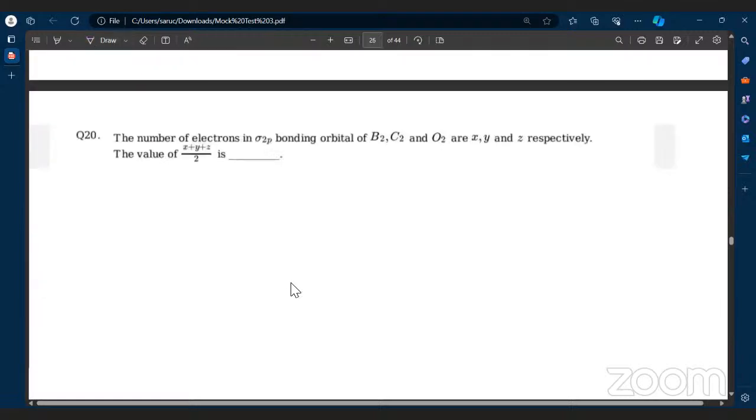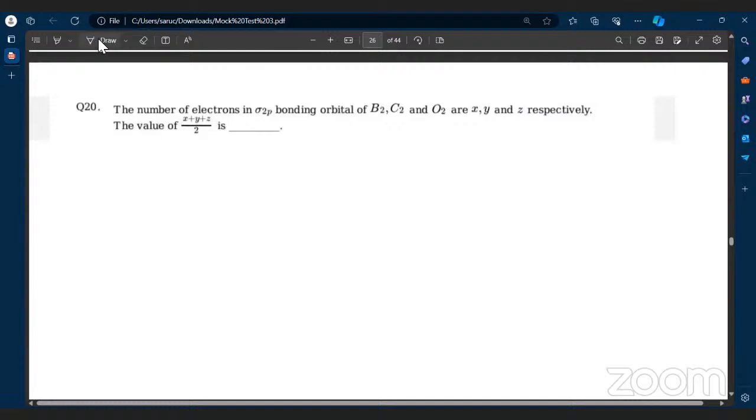The next question is: the number of electrons in the sigma 2p bonding orbital of B2, C2, and O2 are X, Y, and Z respectively. What would be the value of X plus Y plus Z by 2? For this, you have to draw the MO, right? You have to write the MO configuration.